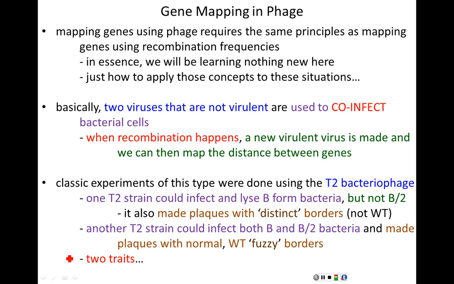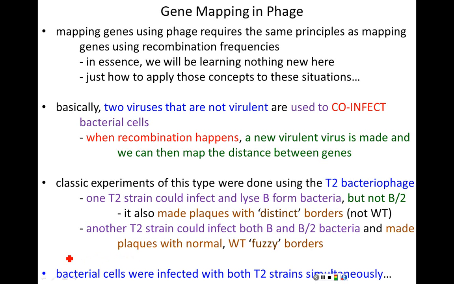One trait is the ability to infect B and B2 cells, or B cells only. The ability to infect B and B2 cells is different and distinct from the ability to infect B cells only. You could think of this as a phenotype for that gene. Our other trait is the appearance of the plaques these viruses give. We can have these sharp-bordered plaques or these fuzzy-bordered plaques. That's our phenotype. So we're looking at two traits with two measurable phenotypes each, and we can use that almost as a dihybrid study where we look for recombination between these two viral genes, these two genes on T2.